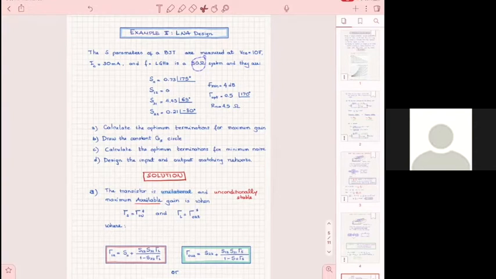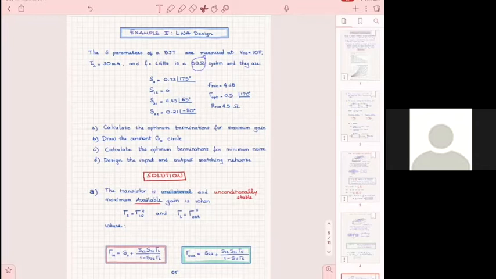Then I give you S11, magnitude and phase. S12 is 0. I give you S21. I give you S22. And then what else do I give you? F minimum, which I measured for that transistor, it cannot go below 4 dBs. Gamma optimum, and R sub n, which is the noise impedance, is 4.5 ohms. Okay? That's what I gave you.